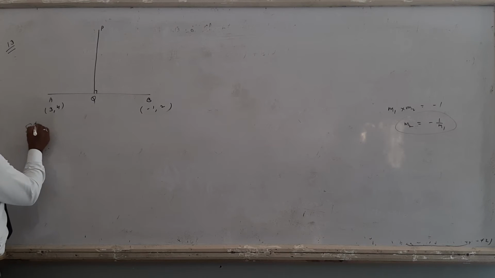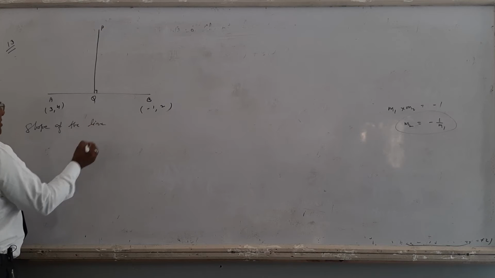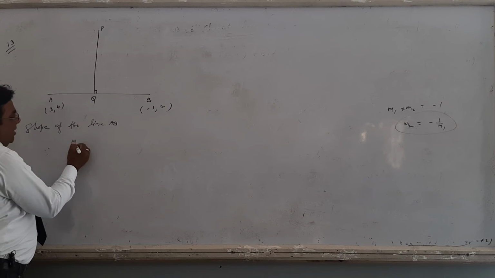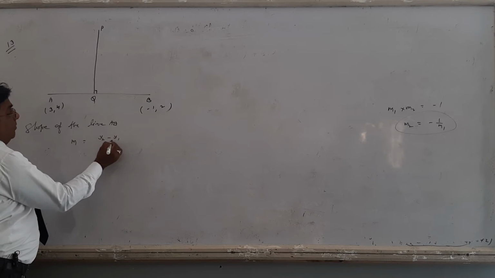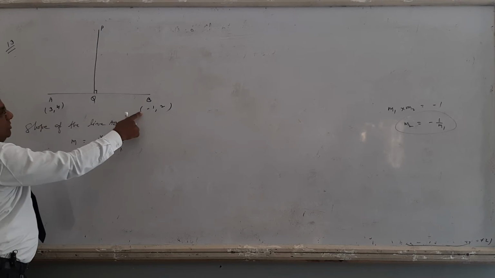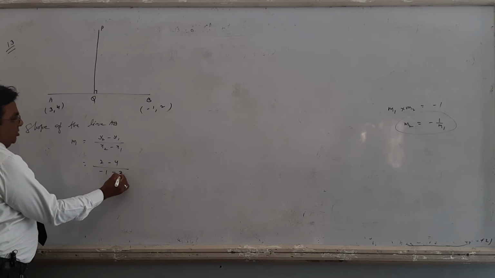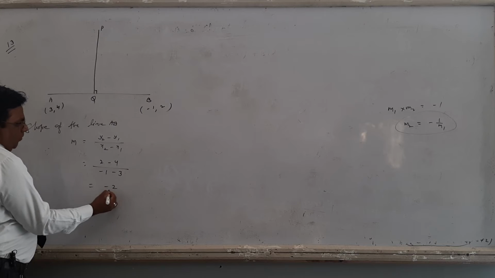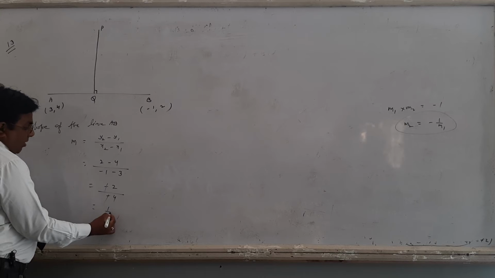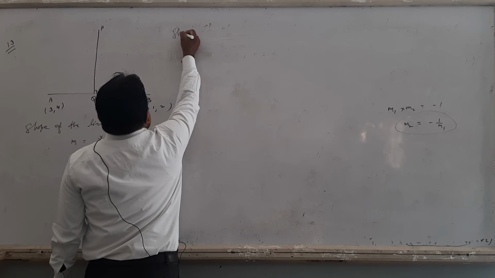So first thing, now find the slope of the line AB. 2 points are given. What is the formula for the slope of line AB? The formula is m equals y2 minus y1 upon x2 minus x1. That means this is x1, y1 and this is x2, y2. That means 2 minus 4 upon -1 minus 3. Then 2 minus 4 is -2, and -1 minus 3 is -4. The minus signs cancel, so it is 1 by 2, that is the slope of line AB.